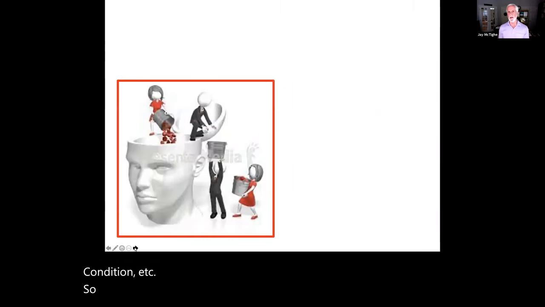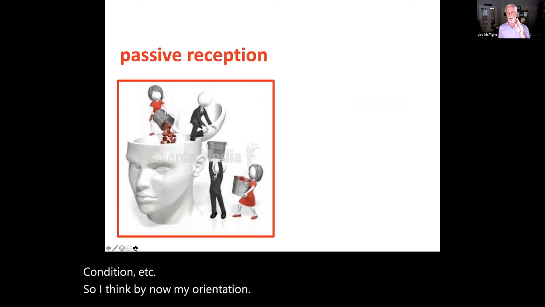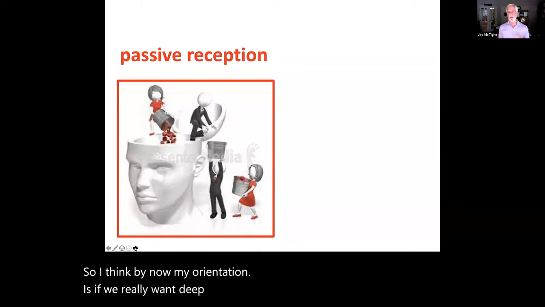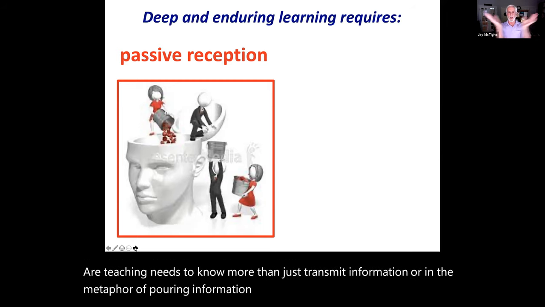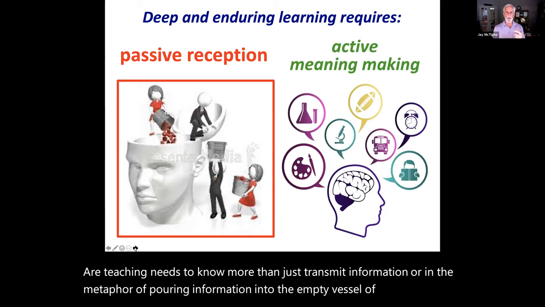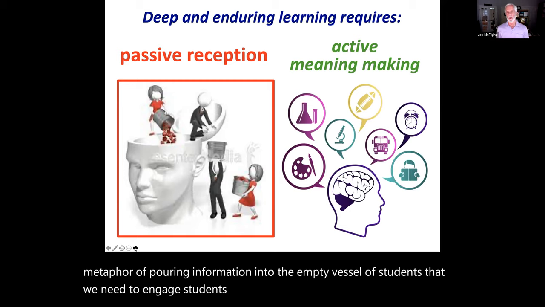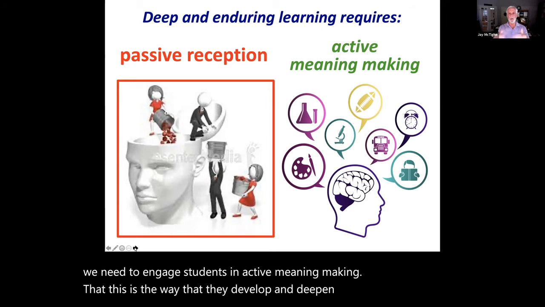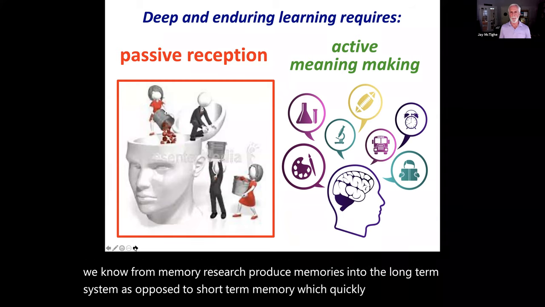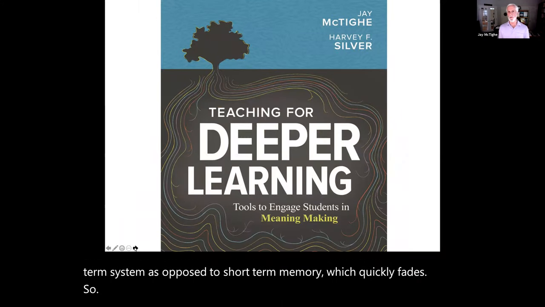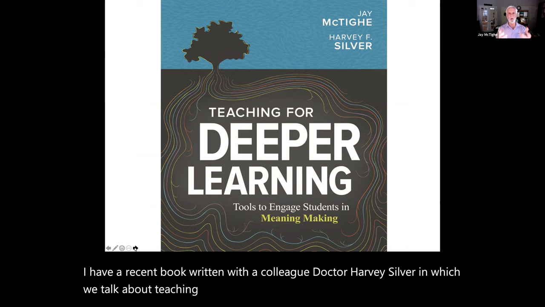So I think you know by now my orientation is if we really want deep and lasting learning, our teaching needs to do more than just transmit information, or in the metaphor of pouring information into the empty vessel of students. We need to engage students in active meaning making, because this is the way that they develop and deepen their understanding, and we know from memory research, produce memories in the long-term system, as opposed to short-term memory, which quickly fades. So I have a recent book written with a colleague, Dr. Harvey Silver, in which we talk about teaching techniques that promote active meaning-making, resulting in deeper learning.